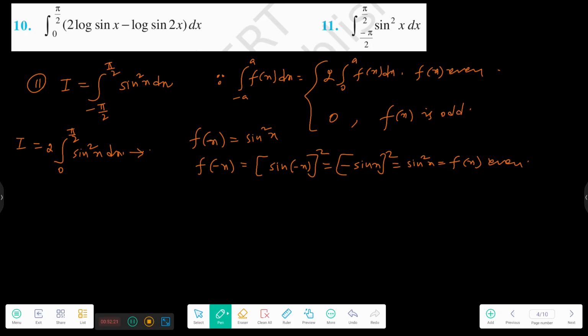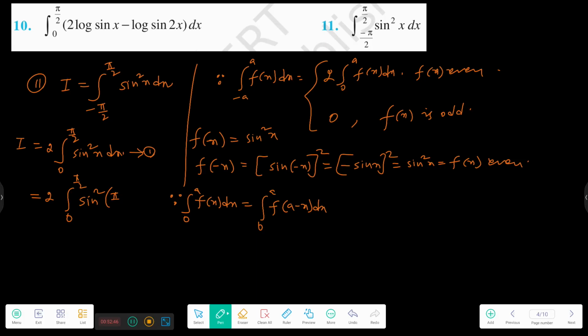Now you take this as answer number 1. Apply the property. This is property number 1. Next I am going to apply integral 0 to a f of x dx is equal to integral 0 to a f of a minus x dx. This one I am going to apply in the next step. Means 2 into integral 0 to pi by 2 sine square of pi by 2 minus x into dx. What is sine of 90 minus theta? Cos theta. So that is cos square x into dx.